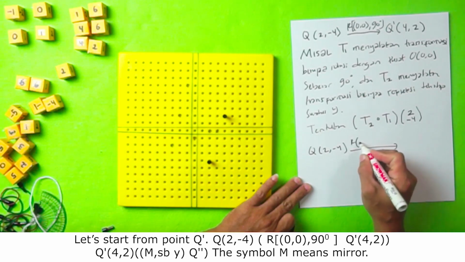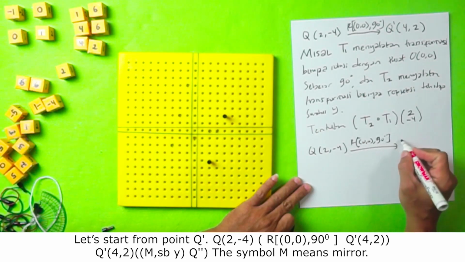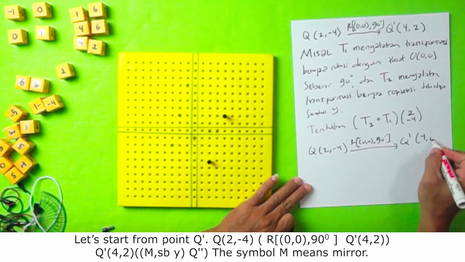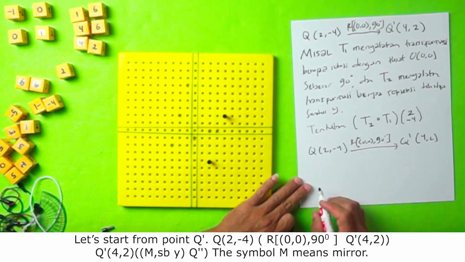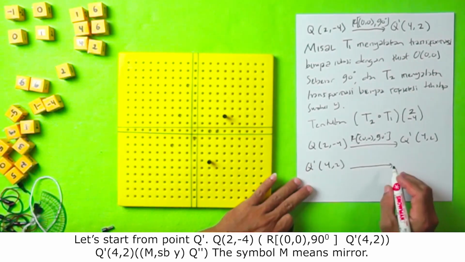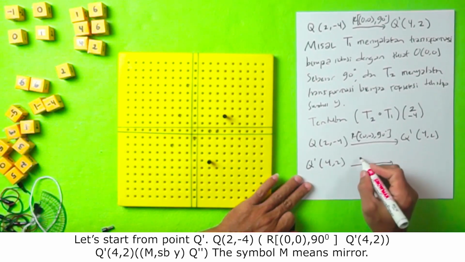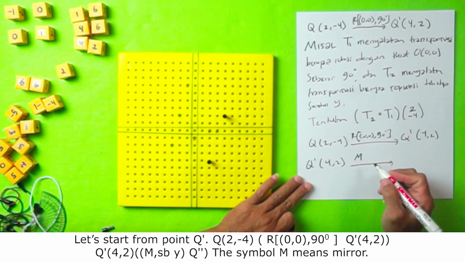Let's start from point Q prime. Q 2, -4, rotated about 0, 0 by 90 degrees. The result is Q prime 4, 2. Q prime 4, 2 is mirrored by the y-axis. The result is Q double prime. The symbol M means mirrored.